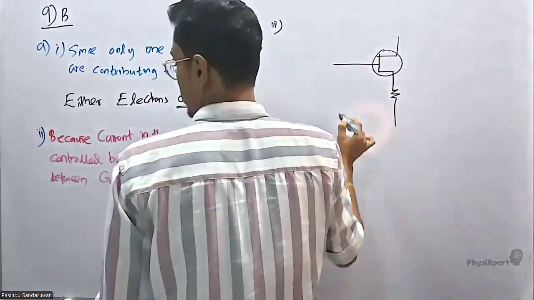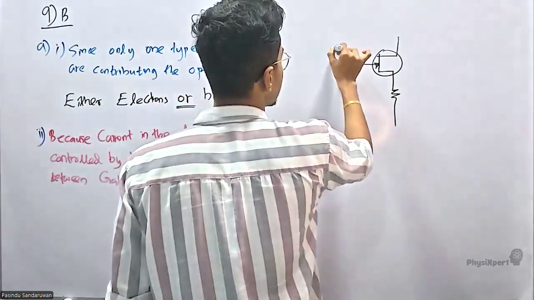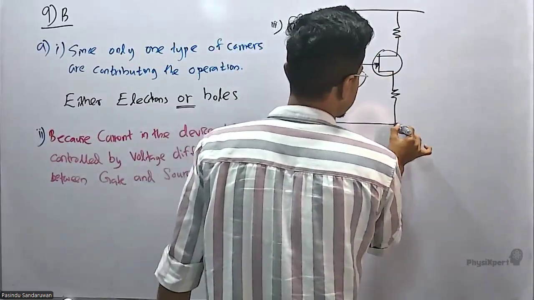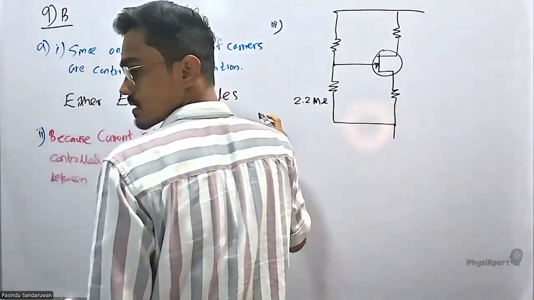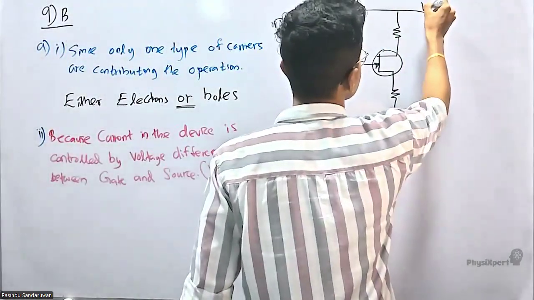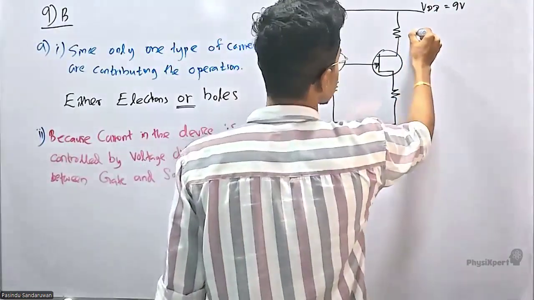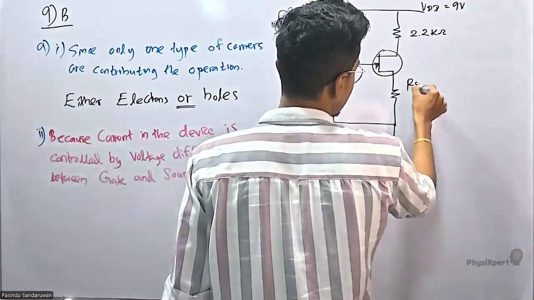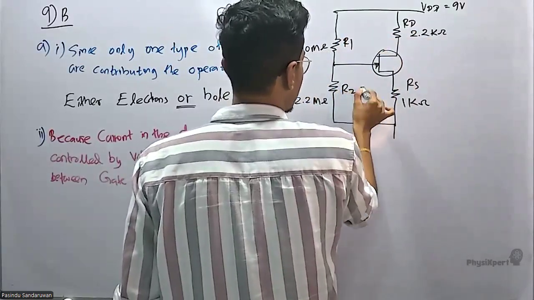Now this is actually a voltage divider of a FET. This circuit is called the voltage divider circuit of a FET. R1 is 2.2 mega ohms, R2 is 10 mega ohms. VDD equals 9 volts. And RD is 2.2 kilo ohms, and RS is 1 kilo ohm. This is RD, this is R1 and R2.